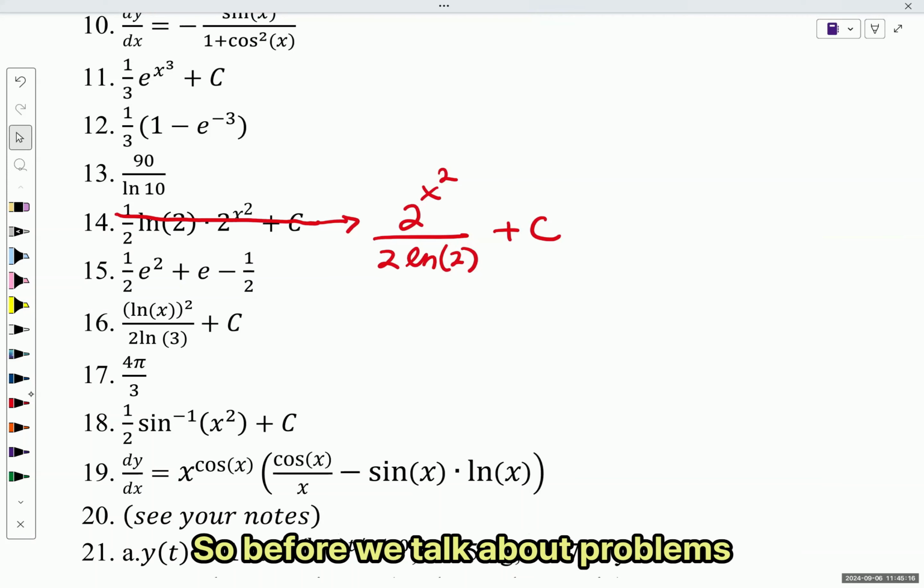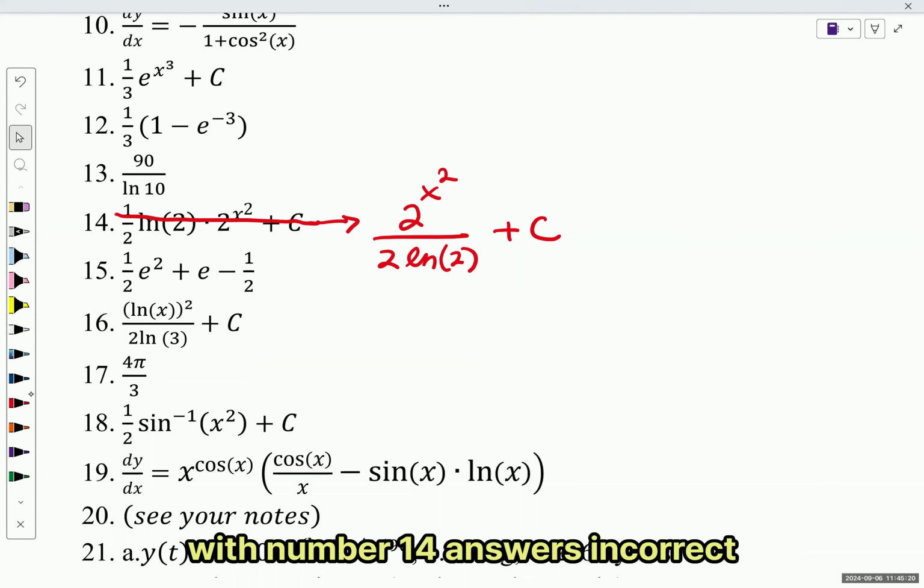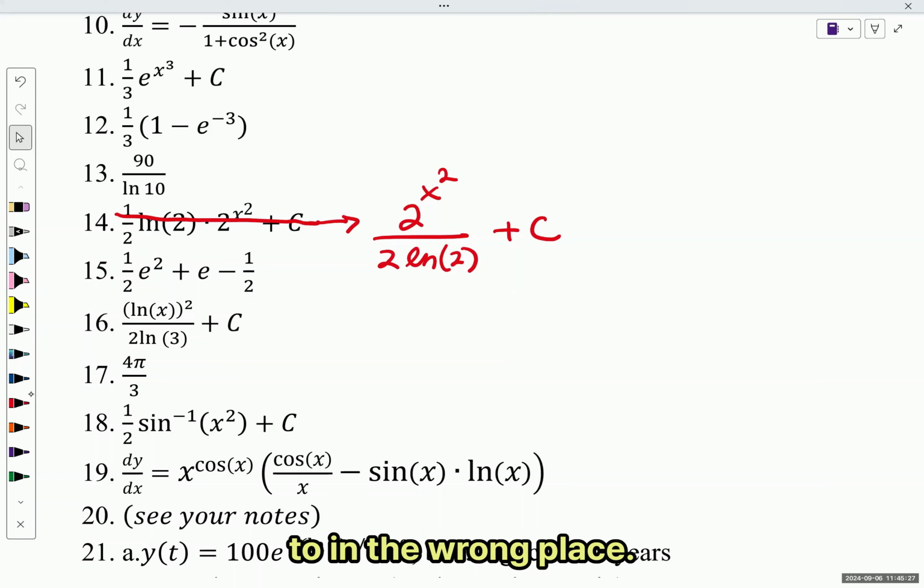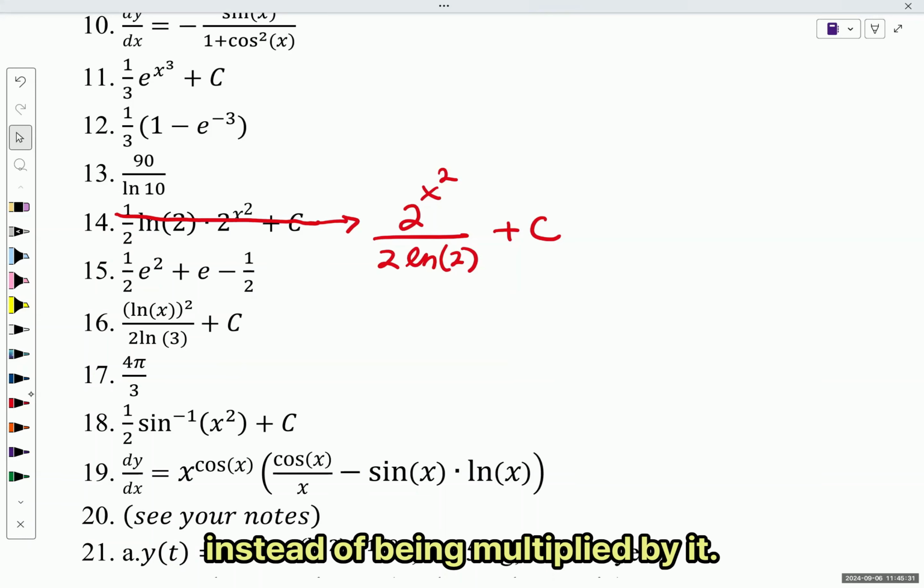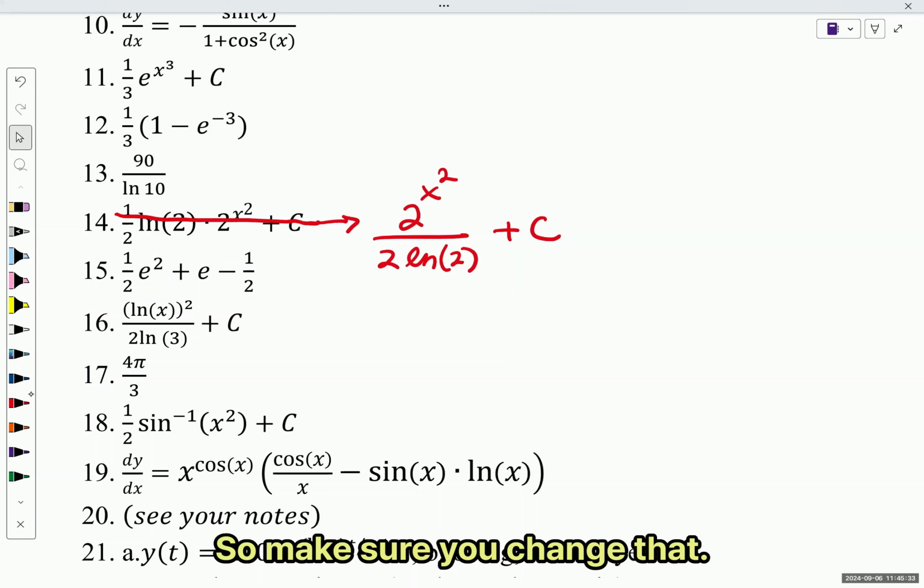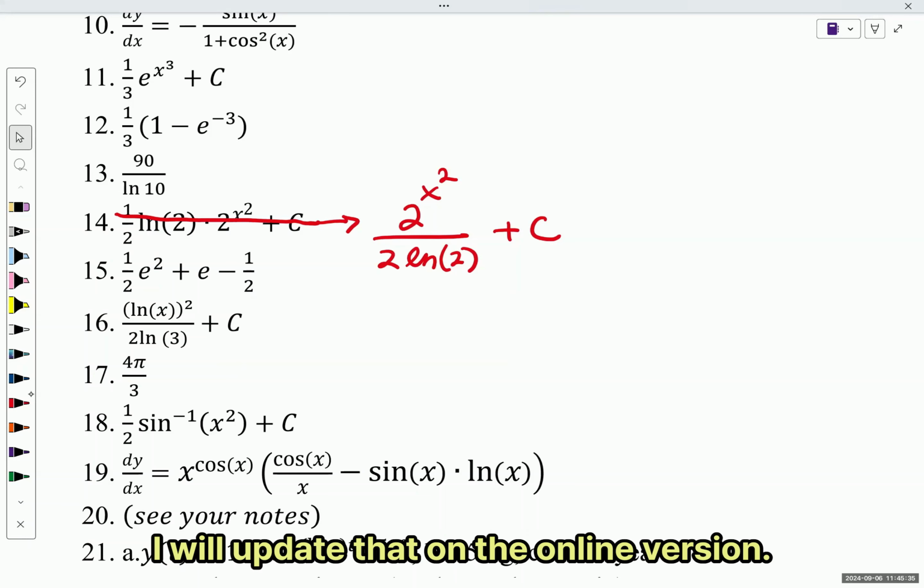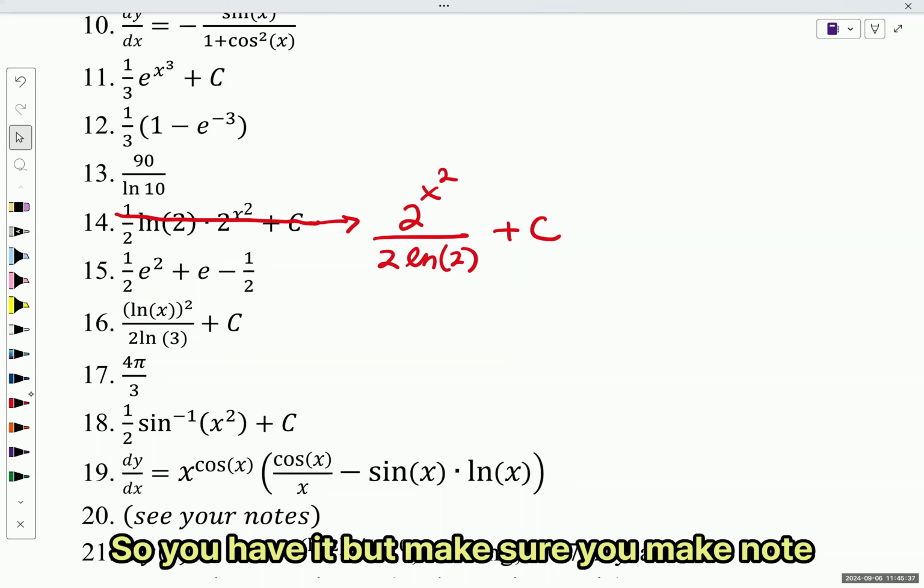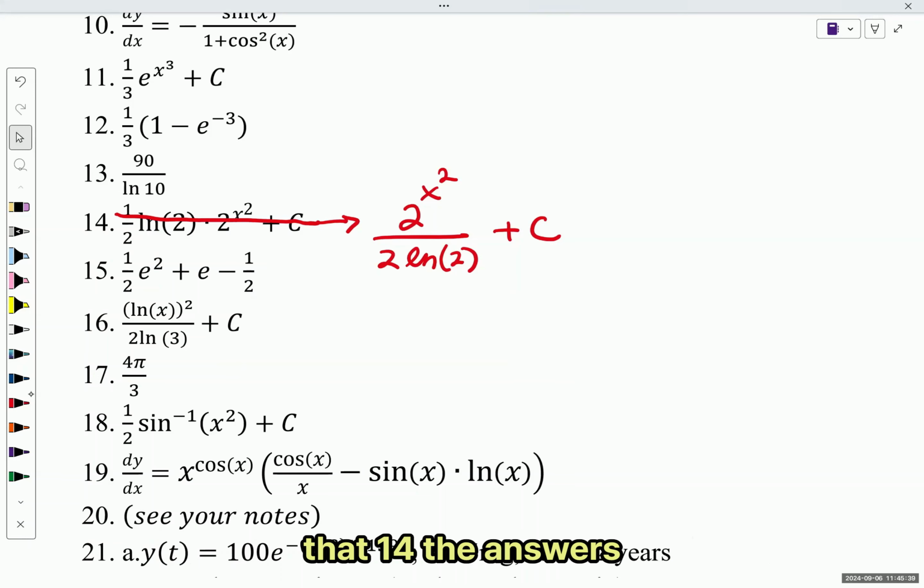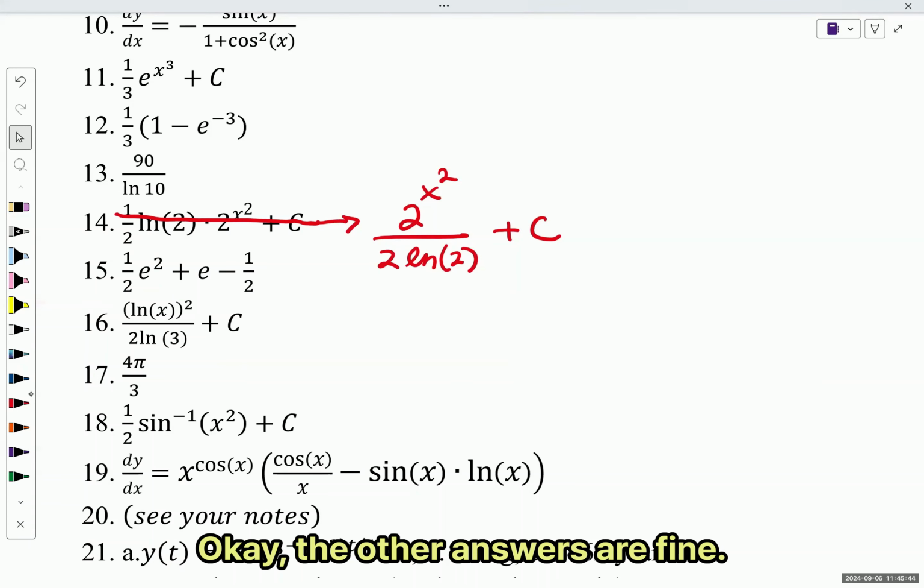Okay. Before we talk about problems that you are struggling with, number 14, the answer is incorrect. I had the natural log 2 in the wrong place. It should be on the denominator instead of being multiplied by it. So make sure you change that. I will update that on the online version, but make sure you make note that for 14, the answer is slightly wrong. The other answers are fine.